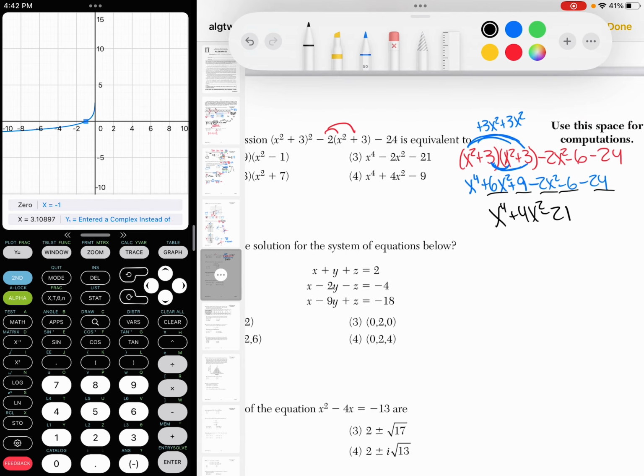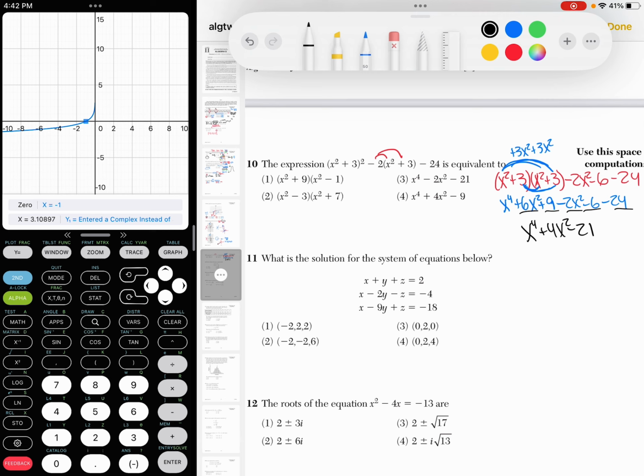Okay, so now if you look at the answers, there are a couple that are in that format, but unfortunately none of them are my answer. So when I look at the answers that are in this format, choices 3 and 4, see what it says: x to the 4th minus 2x squared. That doesn't match, so it's not equivalent. And x to the 4th plus 4x squared minus 9, also not equivalent. So choices 1 and 2 are in factored form.